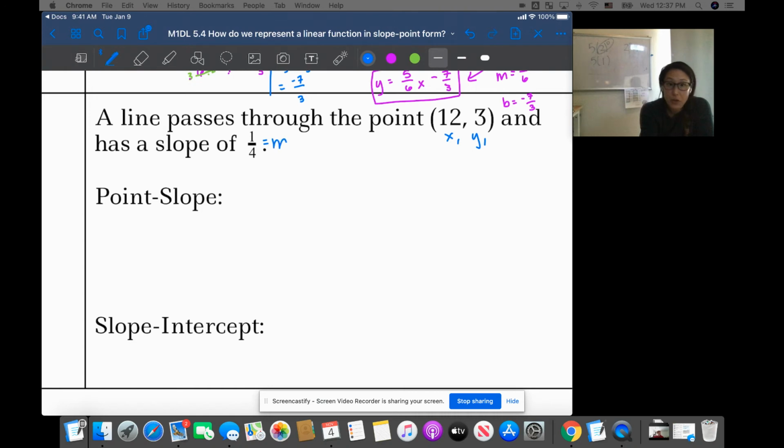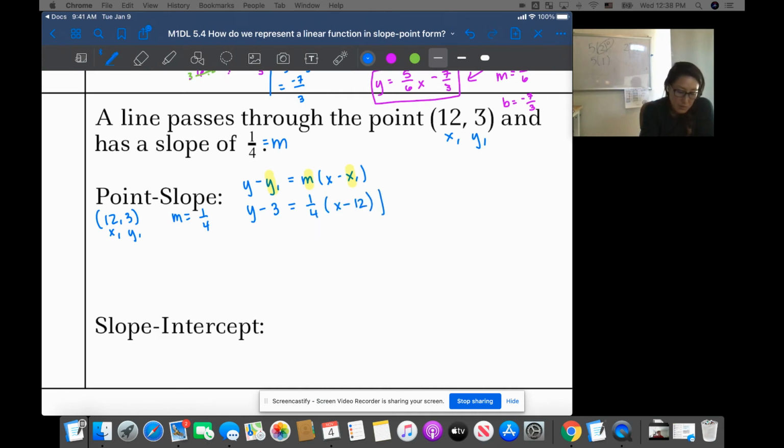And then the slope is 1/4, so that is my m value. Okay, so my point again is (12, 3). The slope is equal to 1/4. So we start by writing our equation out. y minus y1 is equal to the slope times x minus x1. Then we replace only the y1, m, and x1. Everything else stays the same. So y minus y1, which is 3, is equal to 1/4 times x minus 12.